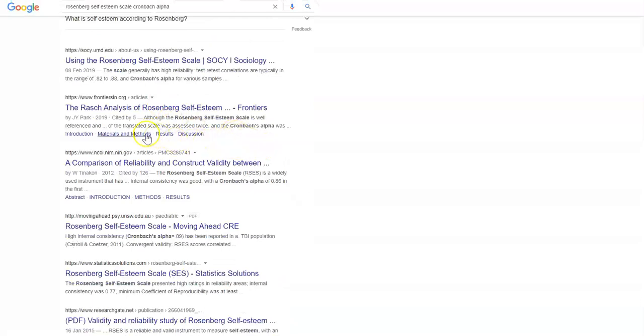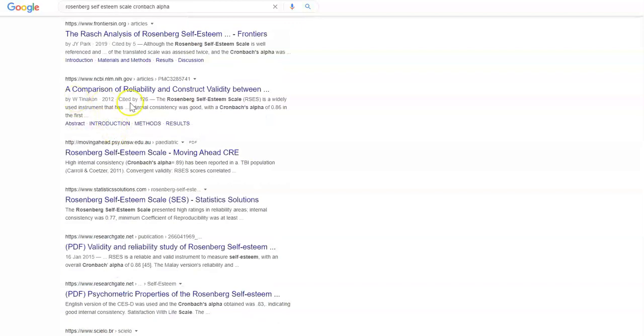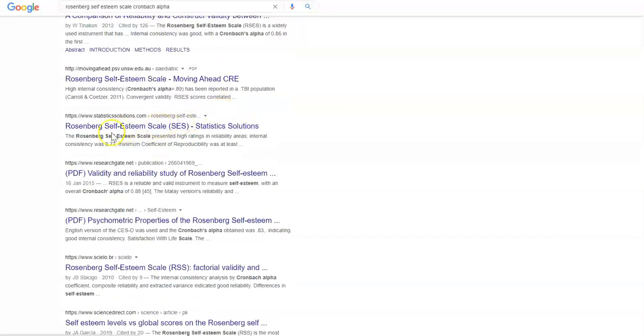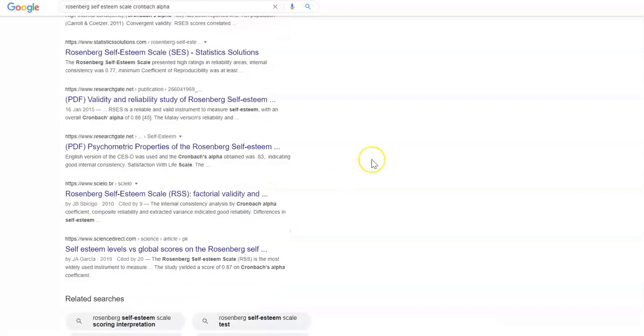I spoke about the different articles on further validation, and here is one that was done by means of Rasch analysis, a comparison of reliability and construct validity using the Rosenberg self-esteem scale. There's another one. Here we have some internal consistency figures. Here is a PDF on ResearchGate. Another one, psychometric properties of the Rosenberg self-esteem scale.